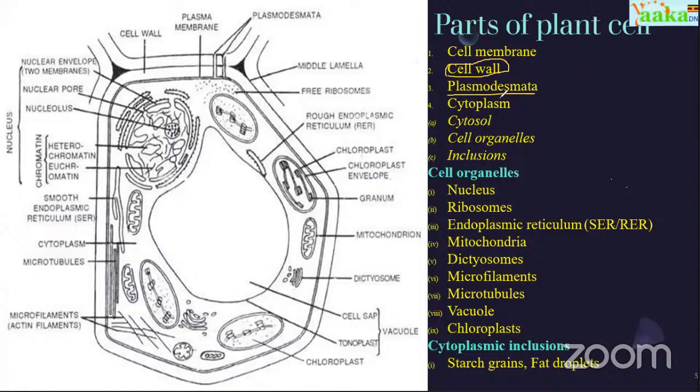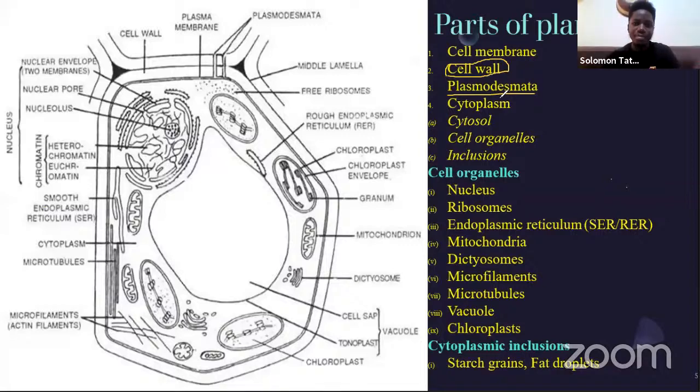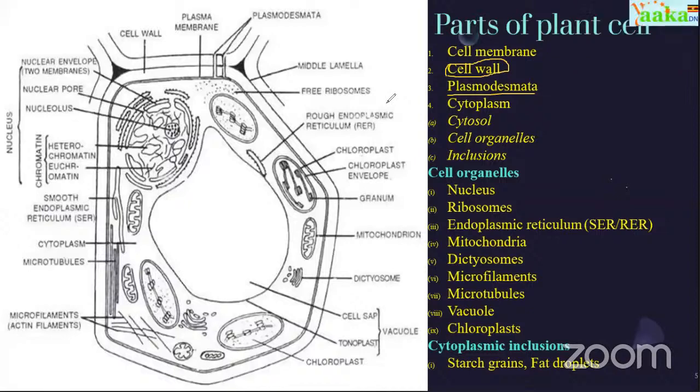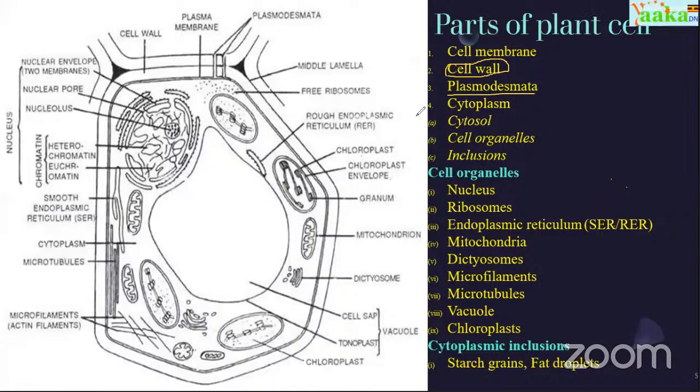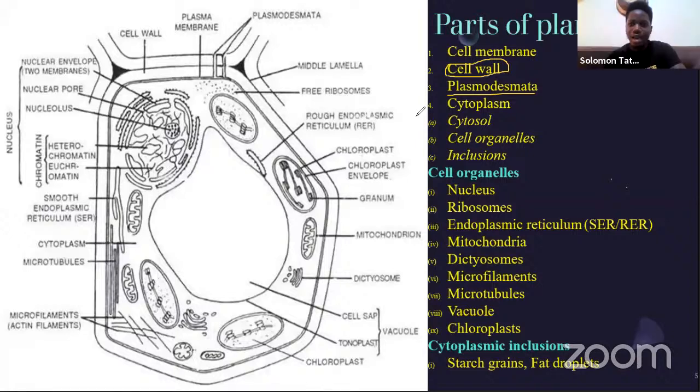Someone has a hand up. Melissa, you have a question? I'm adding to the plasmodesmata function, and I think it's a site for active transport. Very good. Also aids in active transport. So that's still transportation of materials from one cell to another. Good job.